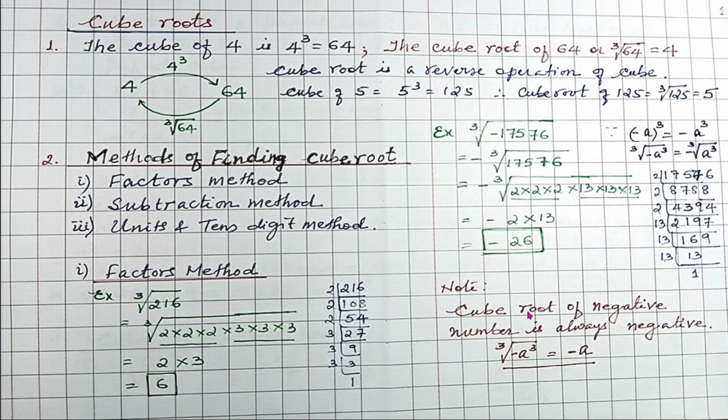Please remember that for the cube root of any number with a negative sign, we can take the negative outside and find the cube root. So the cube root of minus a cube will be minus of the cube root of a cube, and that is minus a. Remember that.